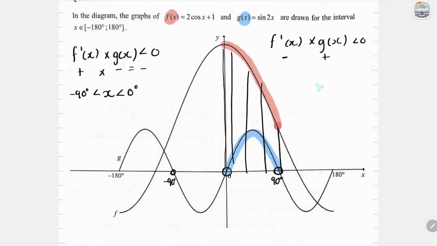So that is where x would be greater than 0, not equal to it though, but less than 90 degrees, also not equal to it, because at 90 degrees, you can see that the graph of g has a y value of 0, and at 0 degrees, it also has a y value of 0, but we're looking for where their product gives us a negative value, not 0. Okay, so it's these two.